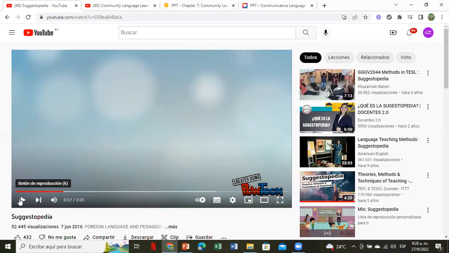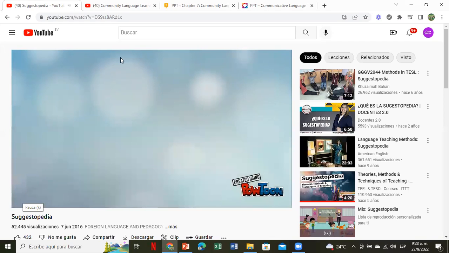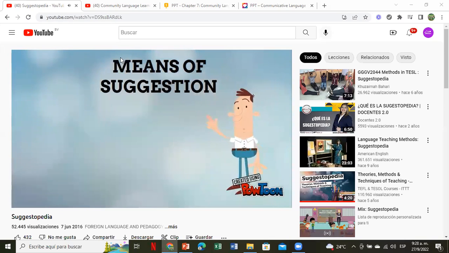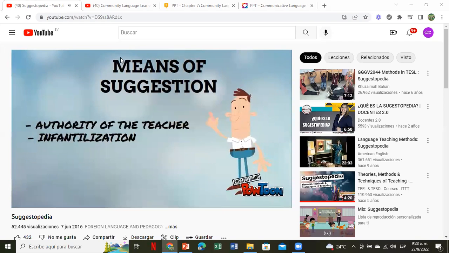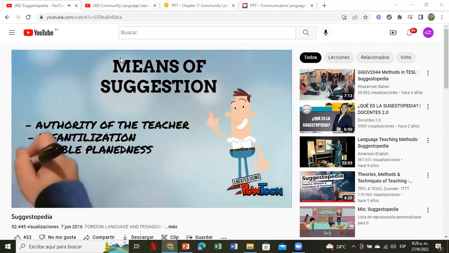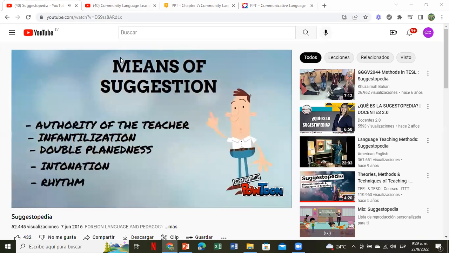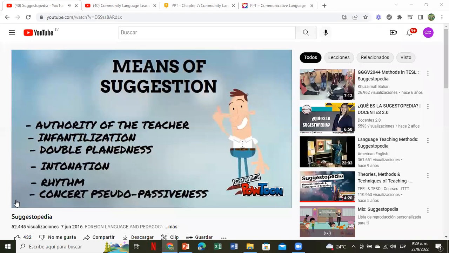Suggestopedia, I like it because you have control of your students' minds. And also, you have to discover and understand their feelings too. Lozanov divides the process of learning into 6 means of suggestion, which are the authority of the teacher, infantilization, double planes, intonation, rhythm, and concert pseudo-passiveness.